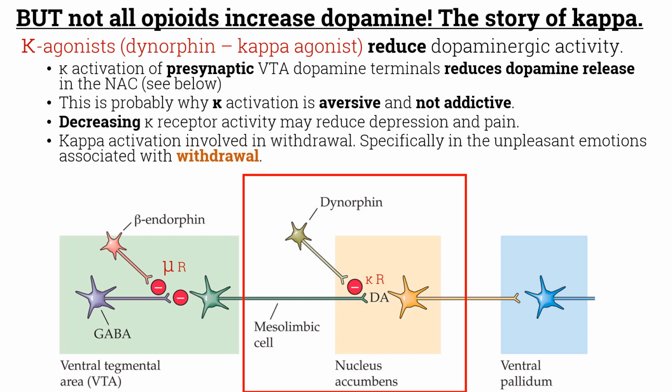So instead of inhibiting the inhibition, now we're directly inhibiting that mesolimbic cell and preventing the release of dopamine. And this can explain why kappa activation is going to be aversive and not addictive. And it explains some of the unpleasant and emotional aspects of withdrawal from opioids.